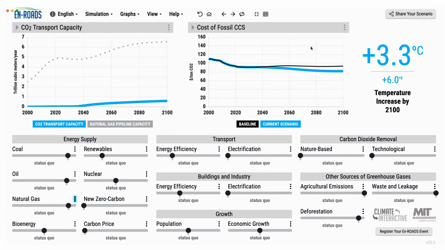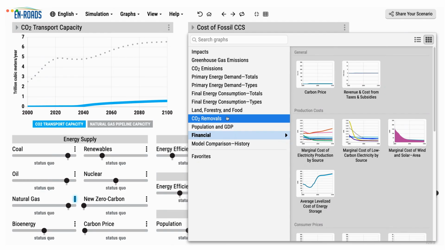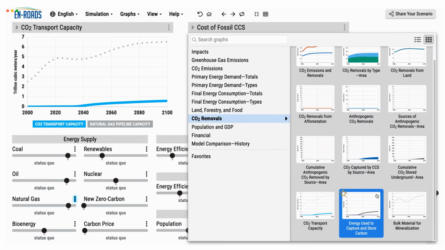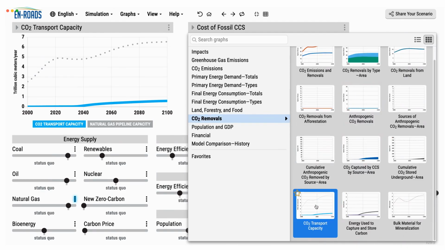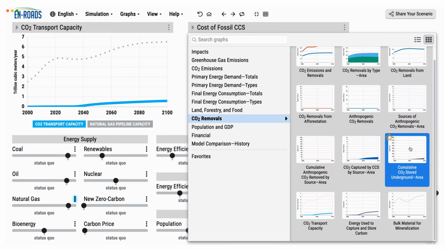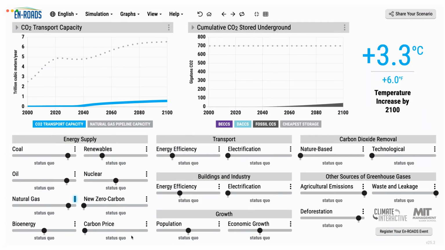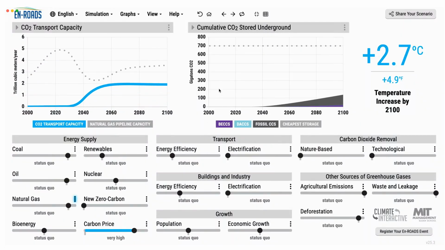The other would be to see the storage needed. Under carbon removals, we can see how much overall carbon is cumulatively stored underground. And it could be, of course, a little bit higher relative to the cheapest storage that's available, around 700 gigatons. So we can see that it's staying well below the limit of how much is inexpensive. So the big question we want to ask is, how much will this help emissions and the climate?